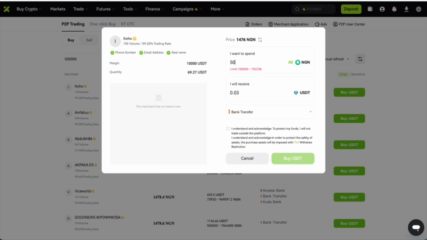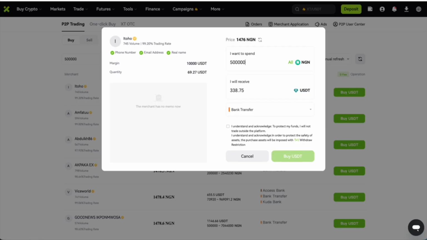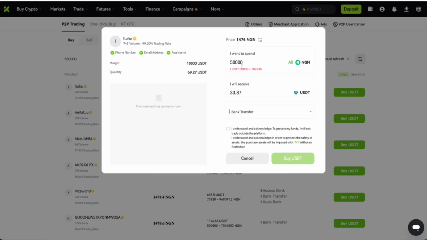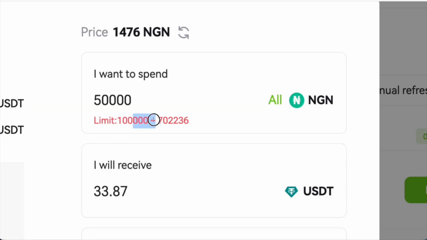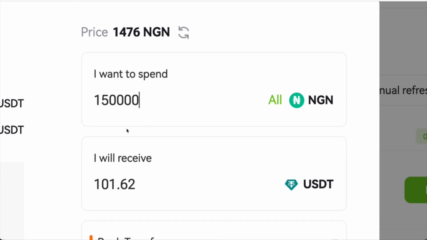Unless I want to buy 50,000 worth of this, though it won't go through. Okay, it actually went through, right? No, this is 500,000. If I do 50,000, this person's limit is from 100,000 upward, so it won't go through. Anything less than 100,000 will not go through. So let's say we are buying 150,000, and that will go through.